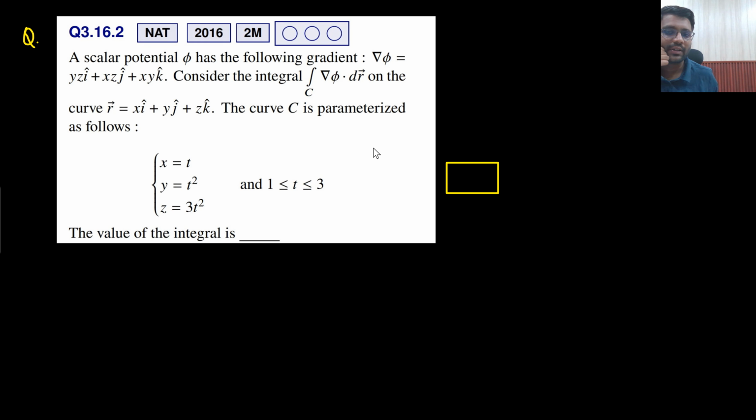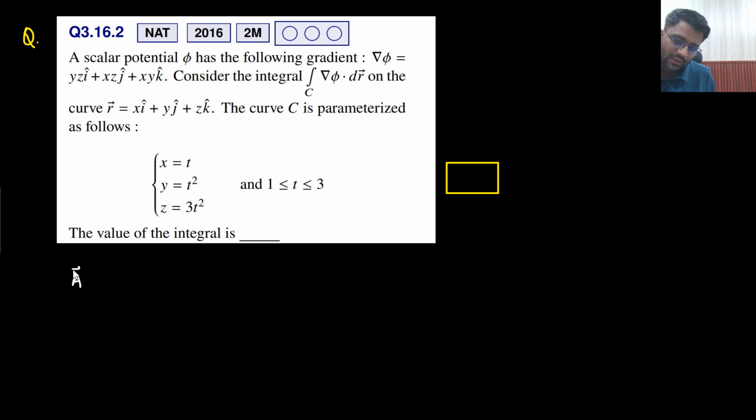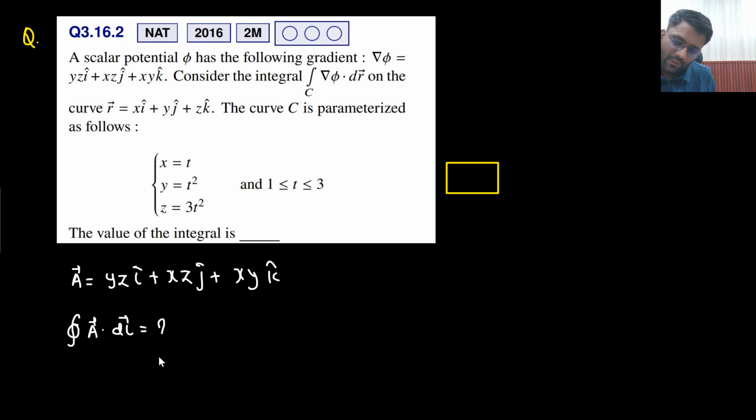What are you supposed to calculate? This gradient of phi, can I call it a vector A? The vector A is given. What is that? yz i cap plus xz j cap plus xy k cap. This has been given. You are supposed to calculate A dot dl. Again, why am I putting the closed curve? It is not a closed curve. You are supposed to calculate A dot dl over a curve C. What is this curve C?